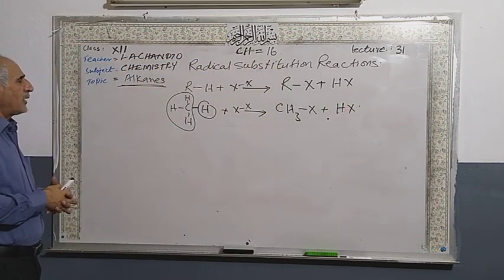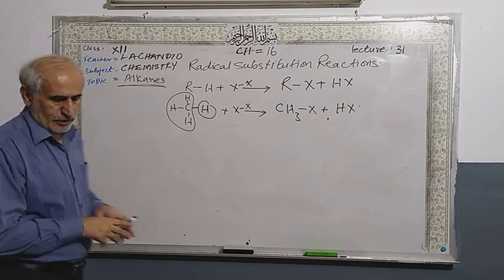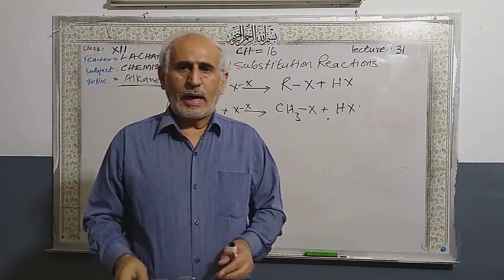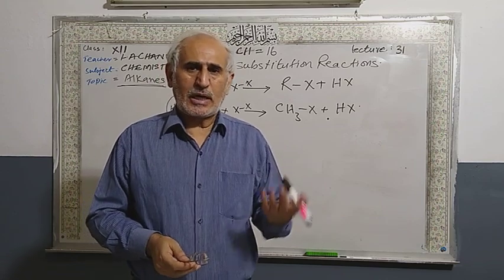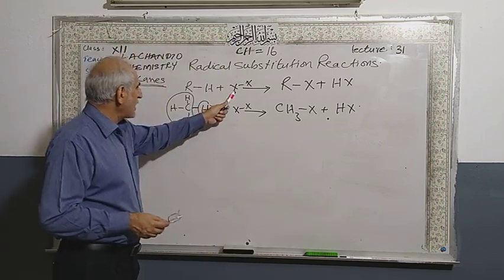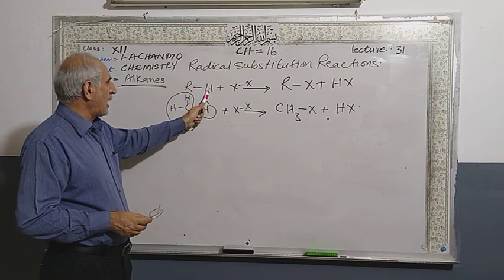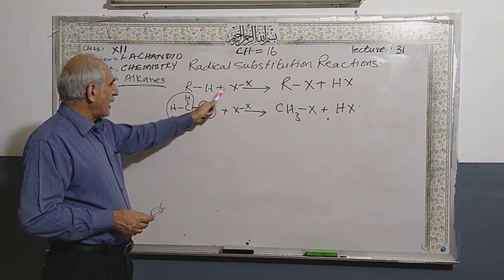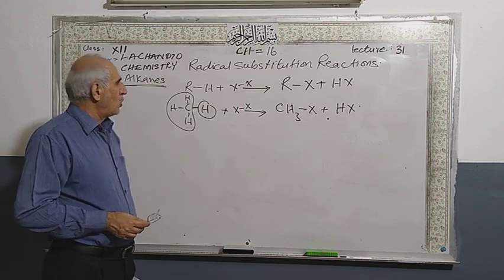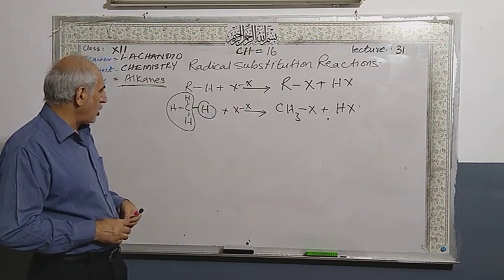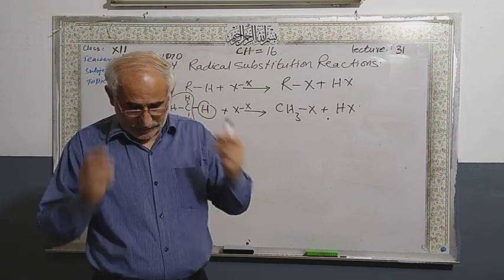So this is called a substitution reaction. One atom replaces, substitutes, another atom. This halogen substitutes this hydrogen. This halogen will become attached and this hydrogen will go. So these reactions are called substitution reactions.